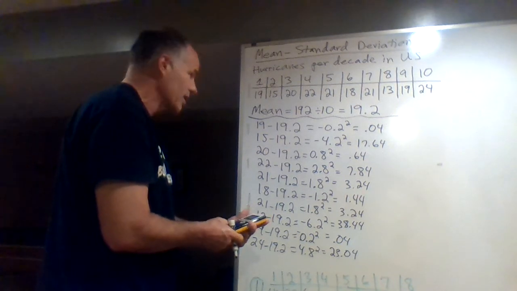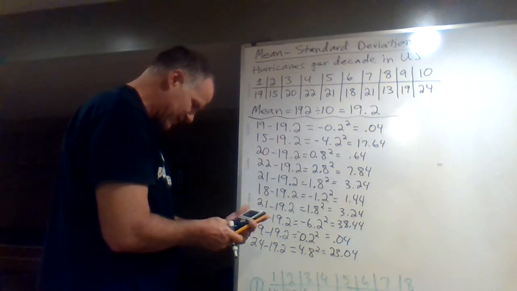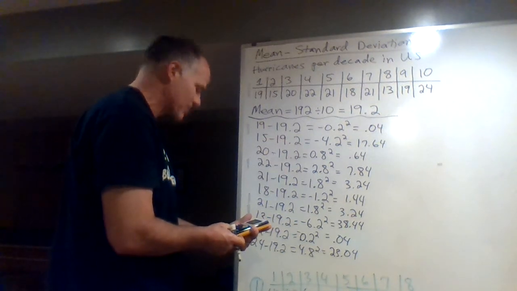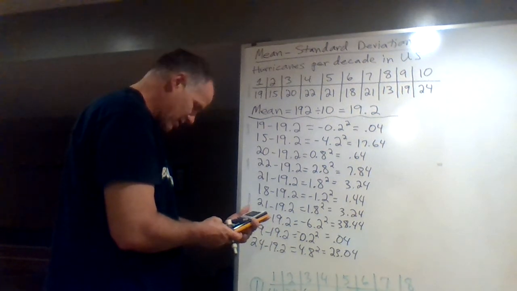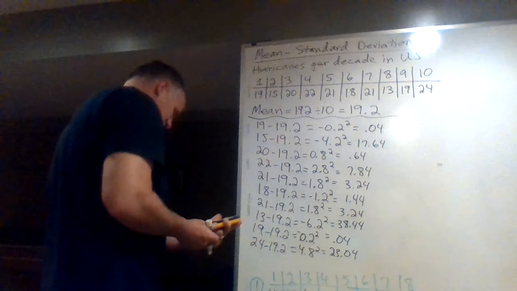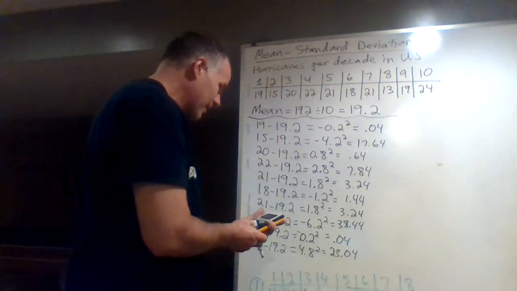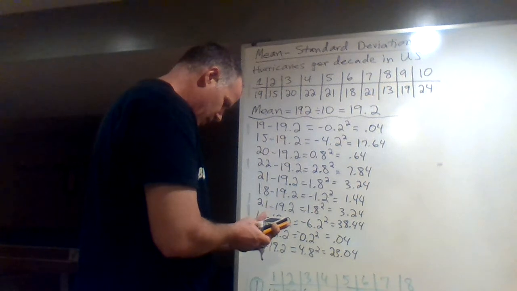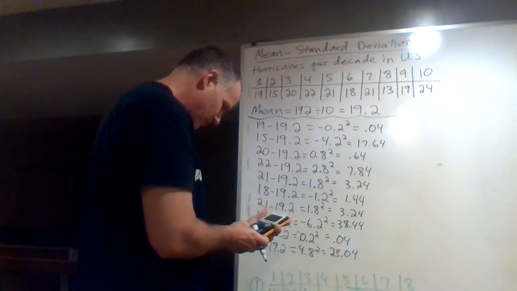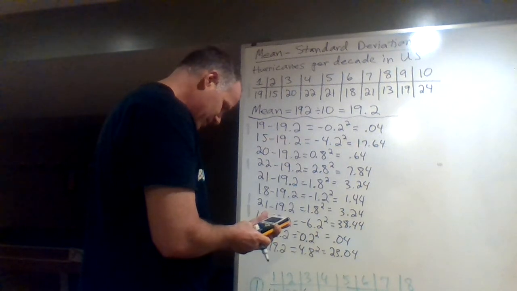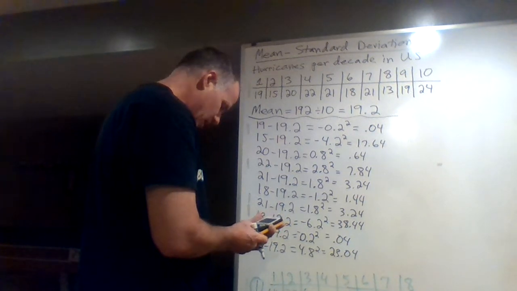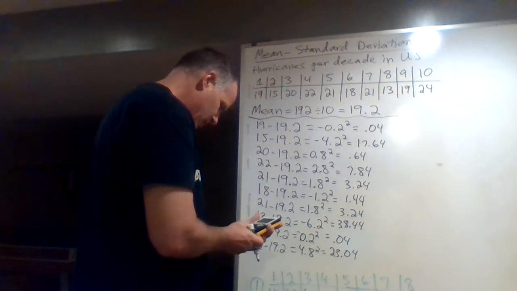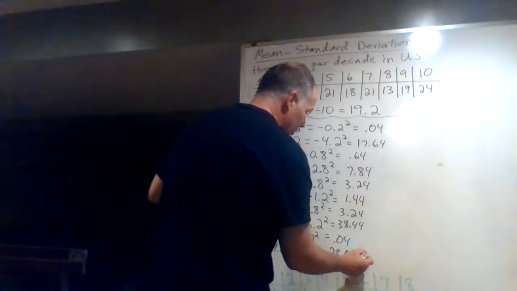This is kind of long, but now we're just going to add all these up. So 0.04 plus 17.64. Just be really careful typing these in, because if you type in one thing wrong, it's going to be off. I'm on 7.84. Plus 3.24 plus 1.44 plus 3.24 plus 38.44 plus 0.04 plus 23.04. So again, we're totaling all these up.